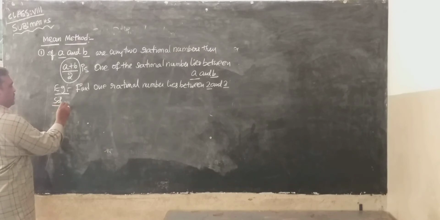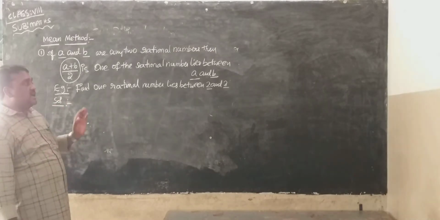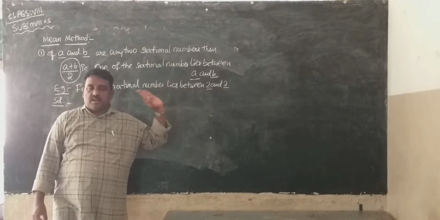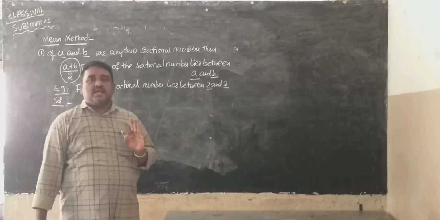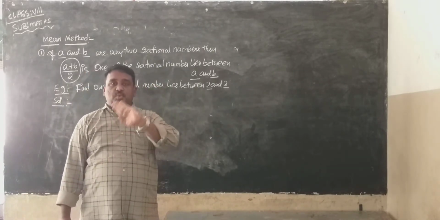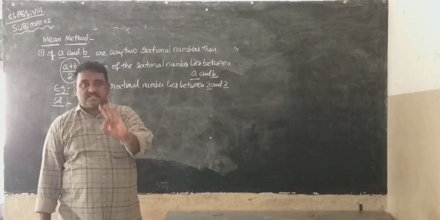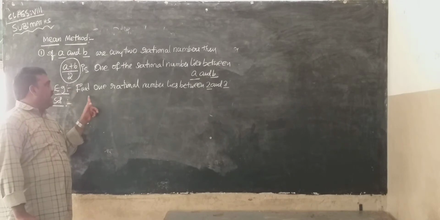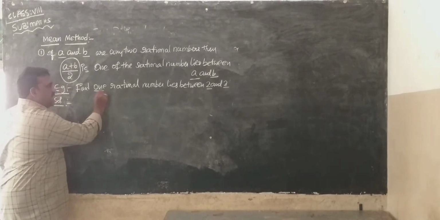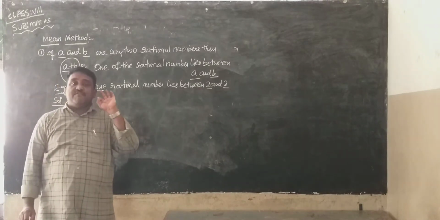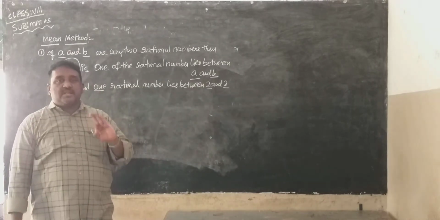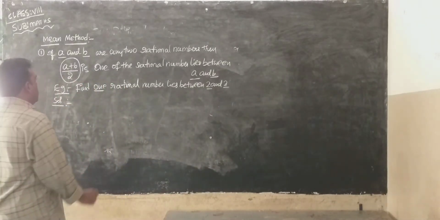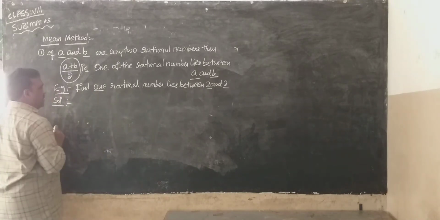Solution. What are the given numbers? 2 is a rational number. 3 is a rational number. In between 2 and 3, infinite rational numbers are there. Out of infinite, I need only one rational number. It is not possible to find infinite rational numbers. I want only one rational number.